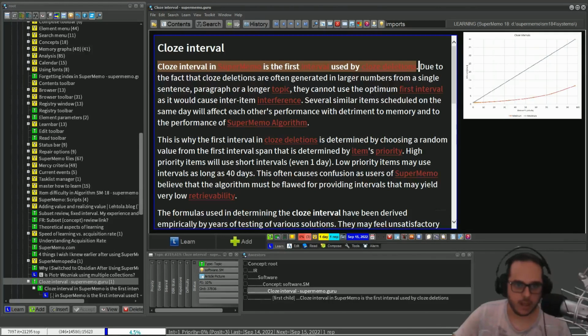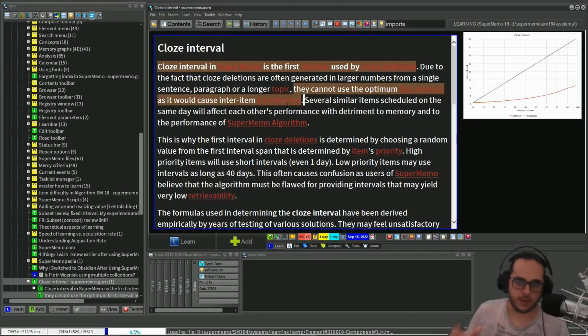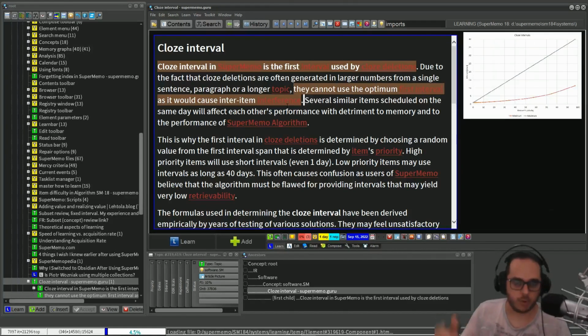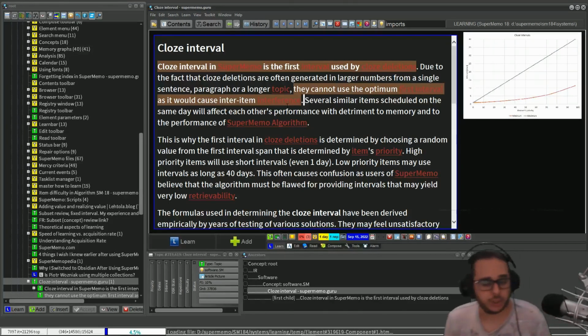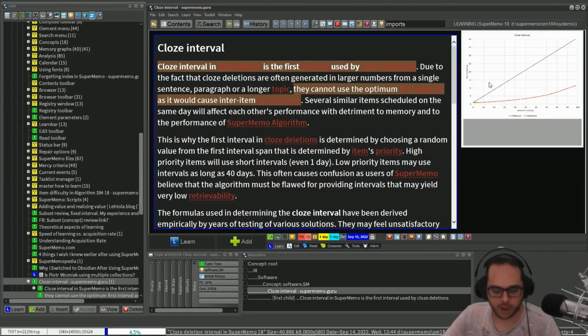Why doesn't close deletion use the optimum interval? There's a reason for that. It's because they will cause an inter-item interference. That is, for instance, why in Anki there is the burying function. So you avoid this, but it's just on a day basis, so it's not a good solution, but it's still something, right? And here we have the graph, right?